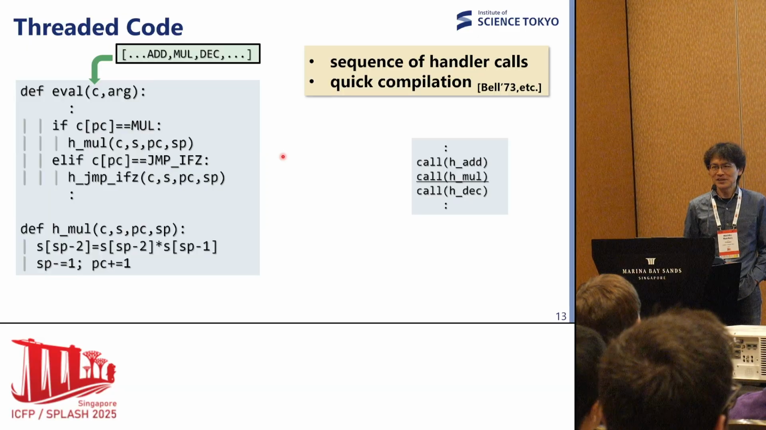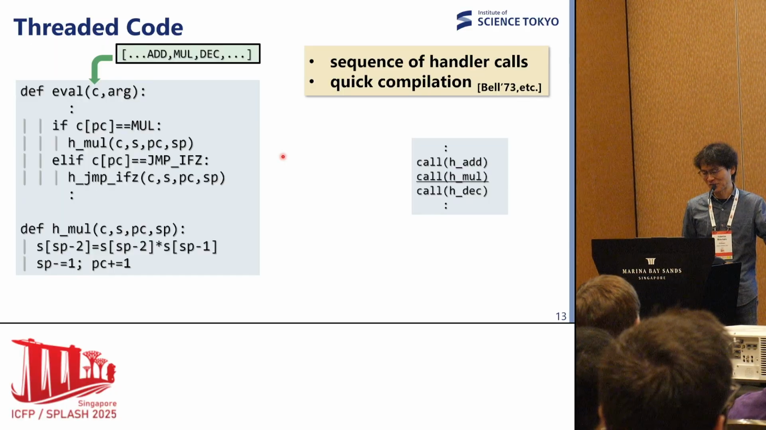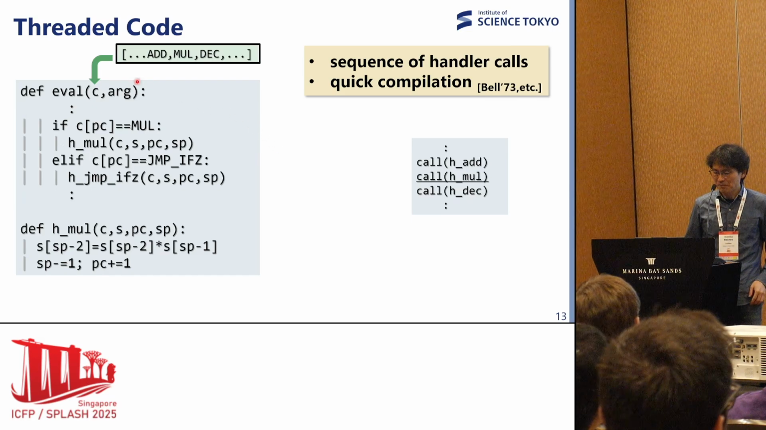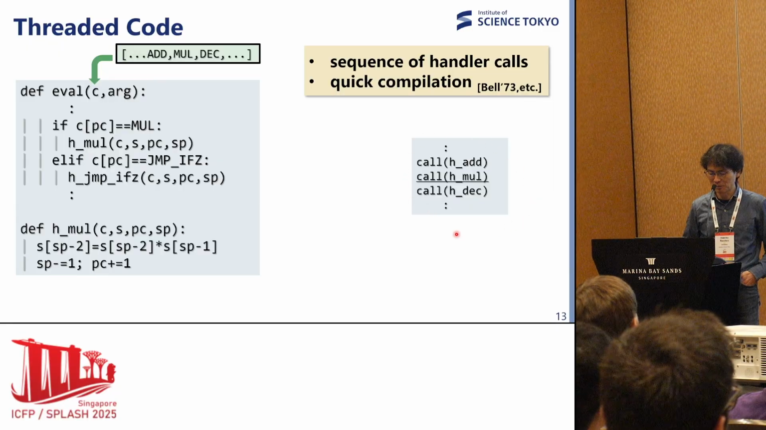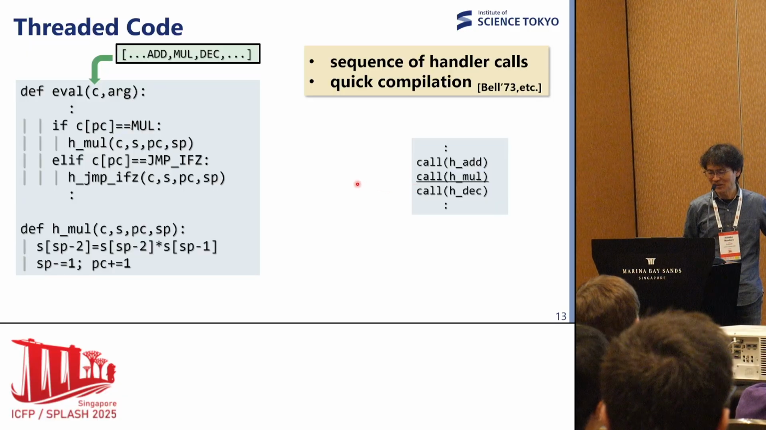Threaded code is a very old technique, almost 50 years old, to generate a kind of quick compilation mechanism by generating a sequence of handlers. So for example, if we have this kind of source code, then threaded code generation basically generates the calls of the handlers of each corresponding instruction, which was done by manually making some translators. But I'm going to show this is also possible, automatically enabled by just tweaking a meta interpreter.